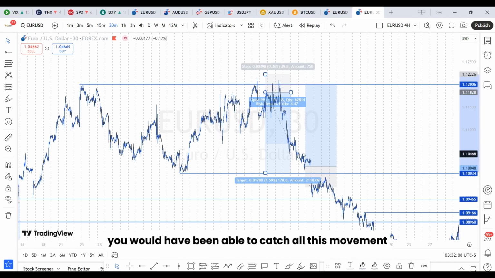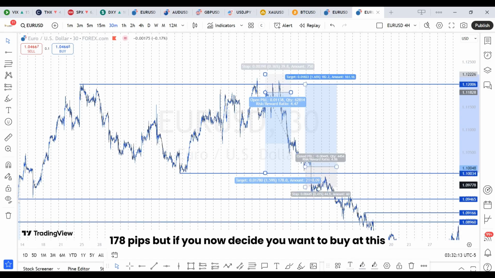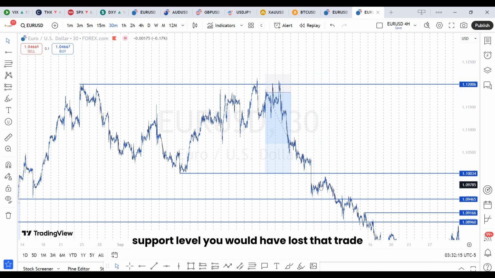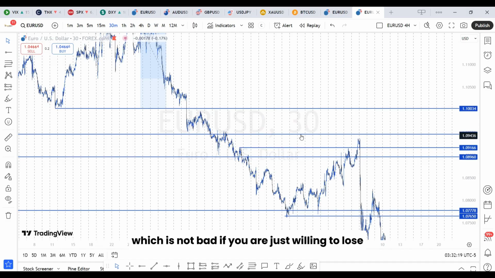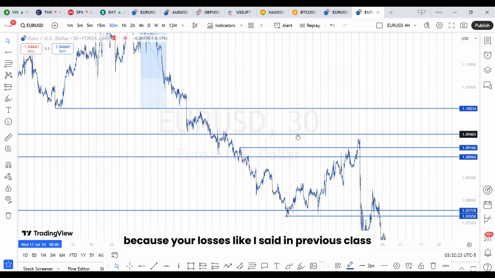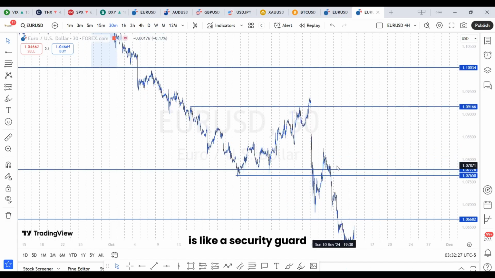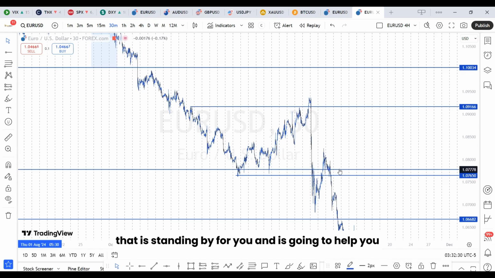You'll have been able to catch all these movements, 178 pips. But if you now decide you want to buy at this support level, you would have lost that trade, which is not bad if you are just willing to lose and not add emotions to your losses, because your loss, like I said in the previous class, is like a security guard that is standing by for you.